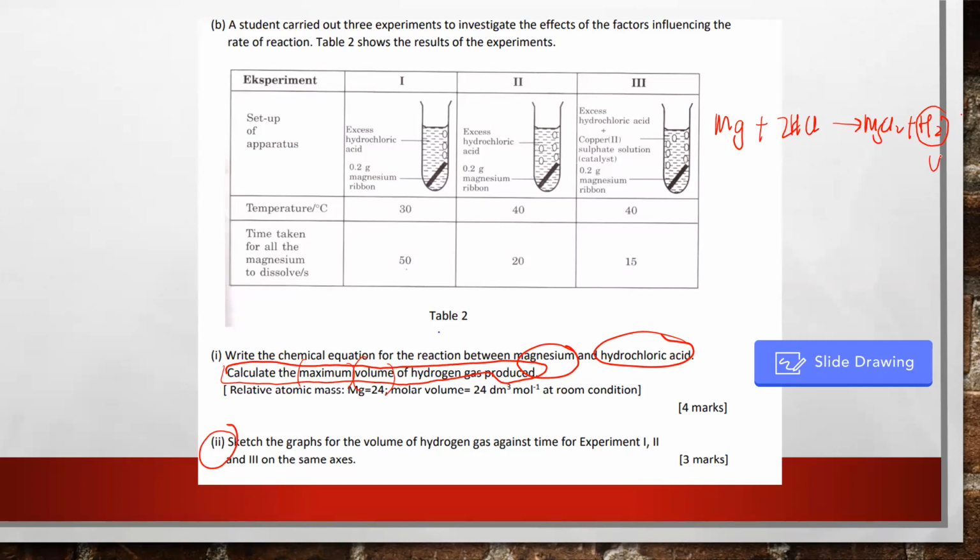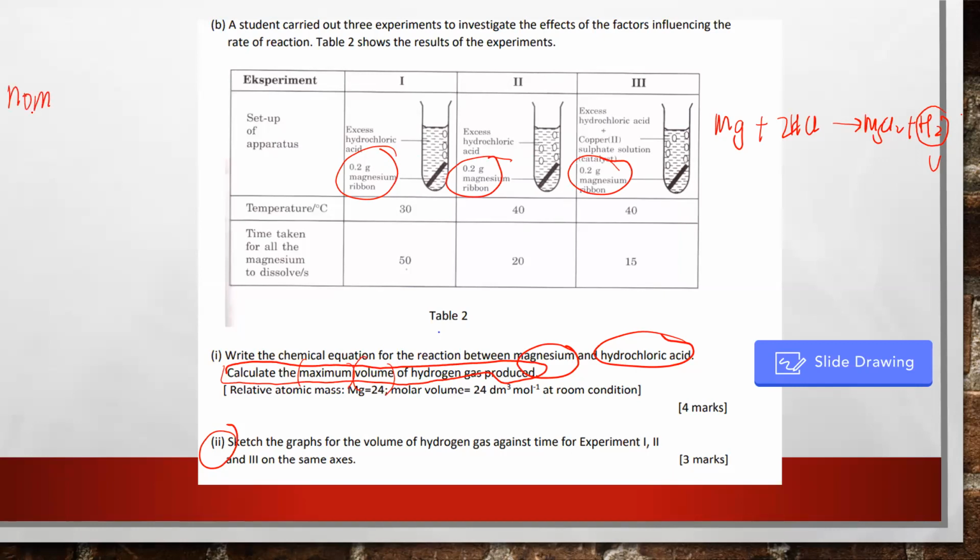The relative atomic mass, teacher. Okay, yeah, relative atomic mass, they didn't give, but we can find it easily. And then the mass. Okay, they gave me the mass of what? Of the magnesium ribbon. Okay, they gave me 0.2 grams. All right. So what can I do from here? The number of moles. Very good.